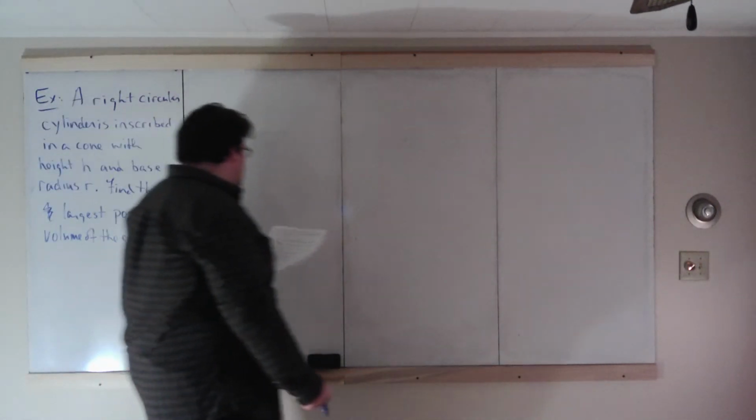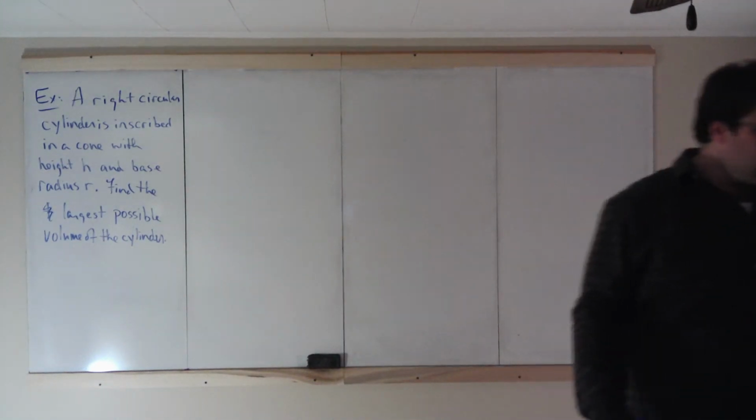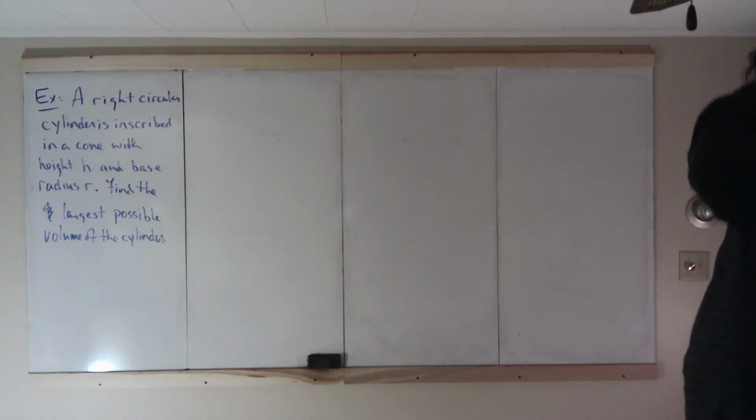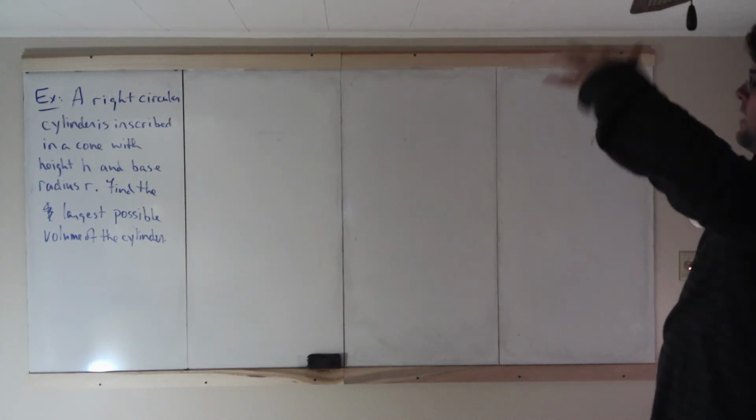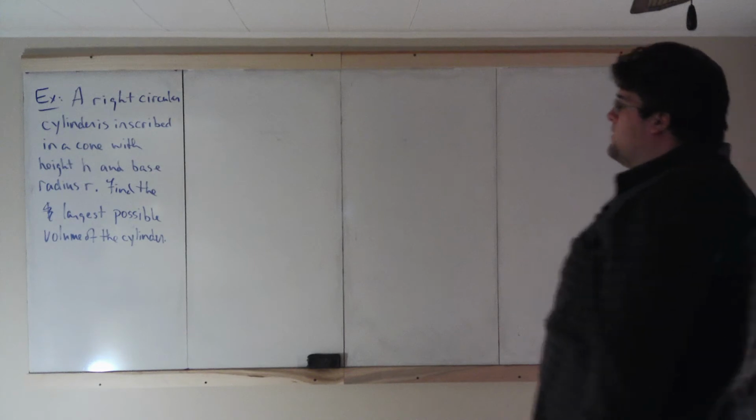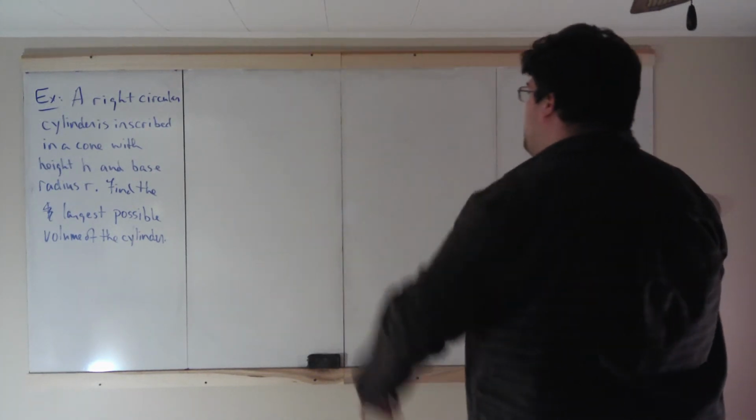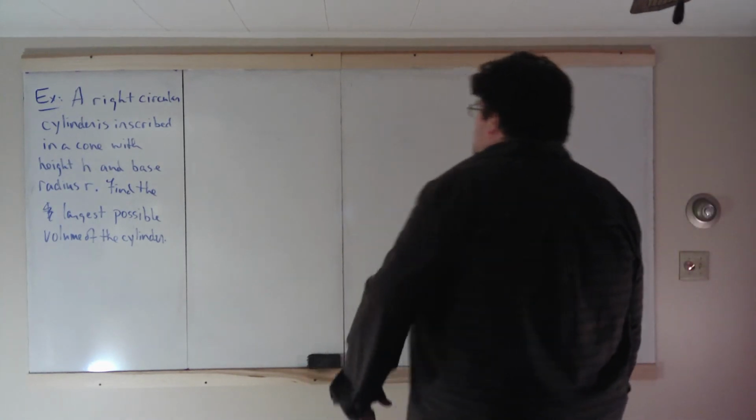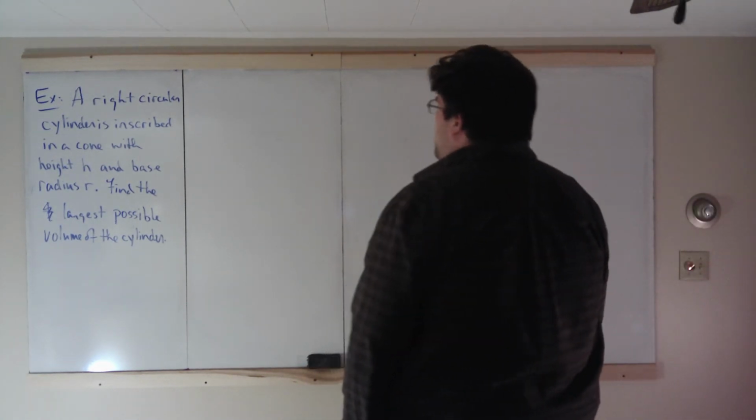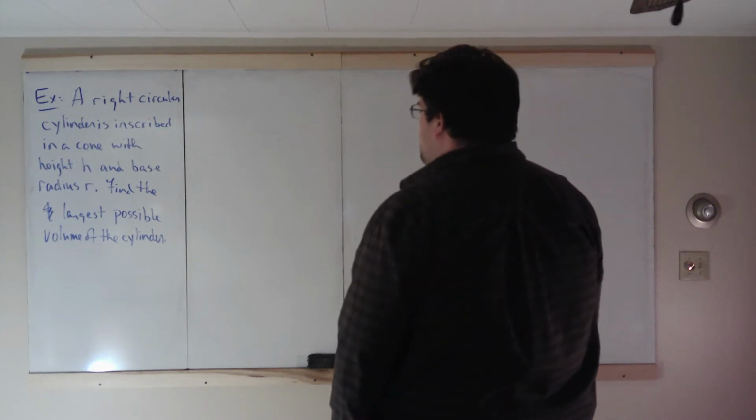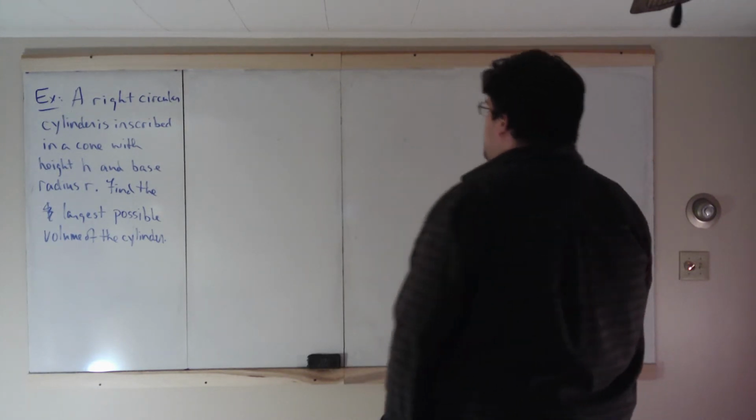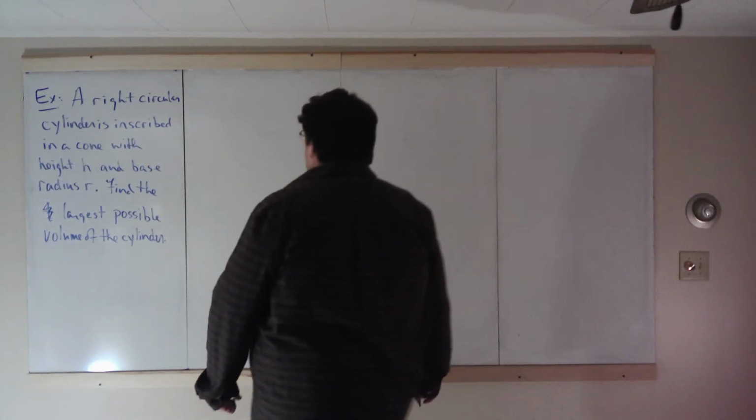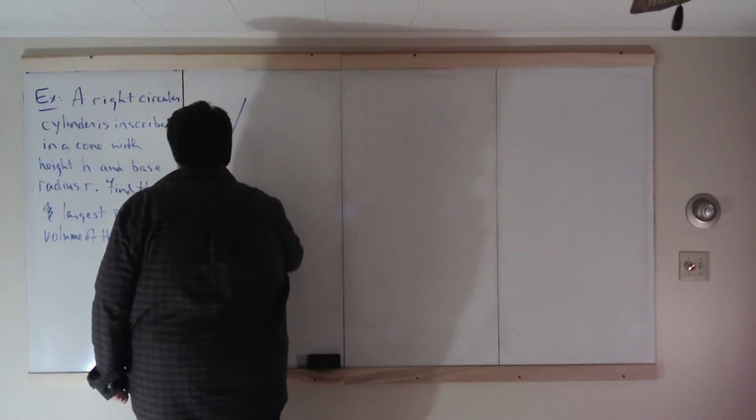Of the cylinder. Now, right circular cylinder just means it's exactly the cylinder, the soup can cylinder that you would expect. You know, circular just means the top and bottom are circles. Right means the rest of the cylinder is formed at a right angle from the base. But a right circular cylinder is inscribed in a cone with height h and base radius r. Find the largest possible volume of the cylinder. So we're going to do calculus on the volume of a cylinder. Which cylinder? Well, it's inscribed in a cone.